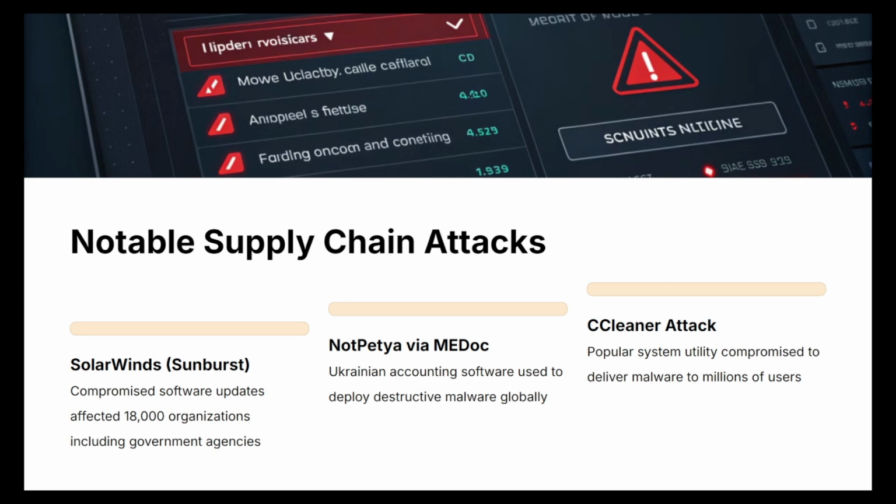Another major case was NotPetya, which spread through M.E.Doc, a Ukrainian accounting software widely used in the region. And then there was the SolarWinds Sunburst attack. In this case, attackers injected malicious code into software updates for the SolarWinds Orion platform. The update was distributed to around 18,000 organizations, including the US government and also Fortune 500 companies. It went undetected for months, giving attackers long-term access to sensitive networks.